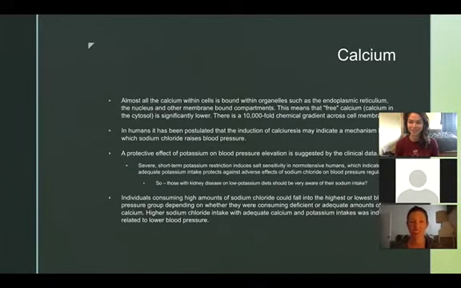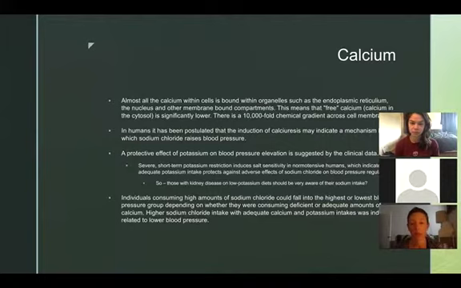No, that's fine. So calcium is found within the cells, bound within organelles. One thing I found about calcium that I thought was really interesting is the free calcium compared to the bound calcium. There's a 10,000-fold chemical gradient across the cell membranes, which means that there's a lot of work, I would think, that has to be done in order to keep that gradient the way that it is, because that's a pretty significant difference.